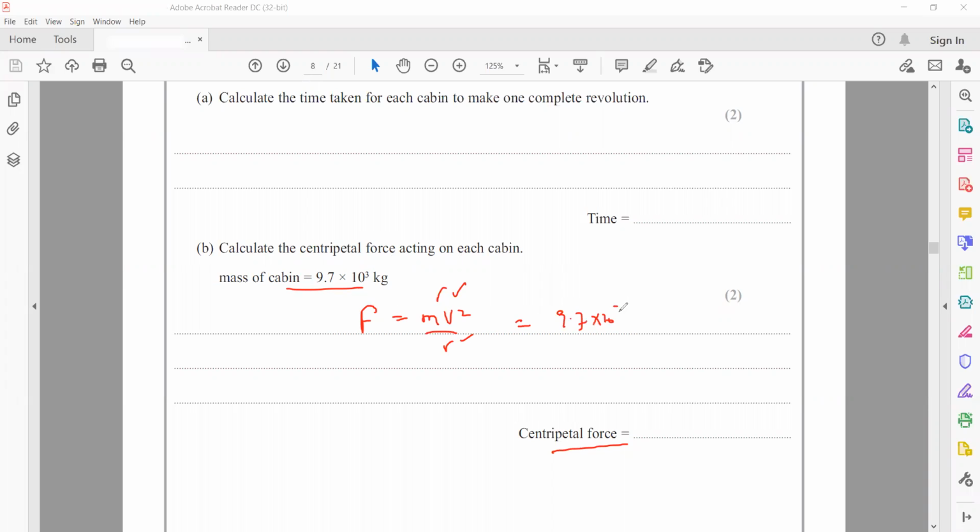9.7 into 10 power 3 kilogram is the mass. The speed is 0.26, squared, and the radius is 61 meters. So we'll get the centripetal force in Newton, which is about 11 Newton.